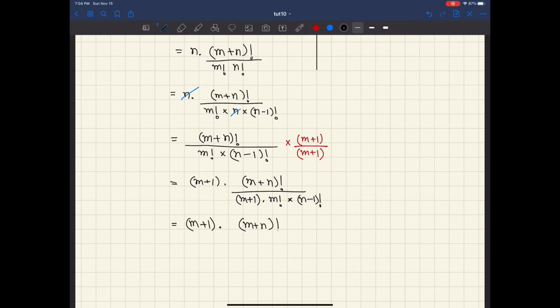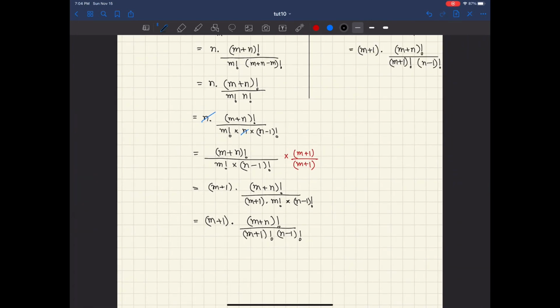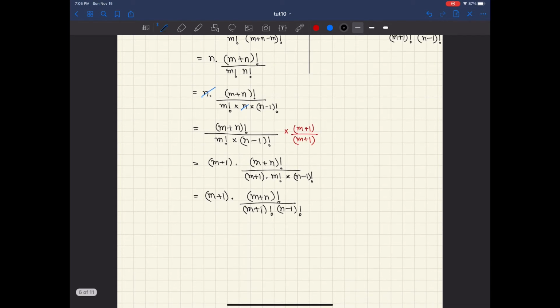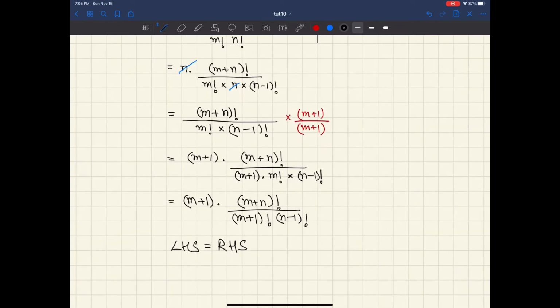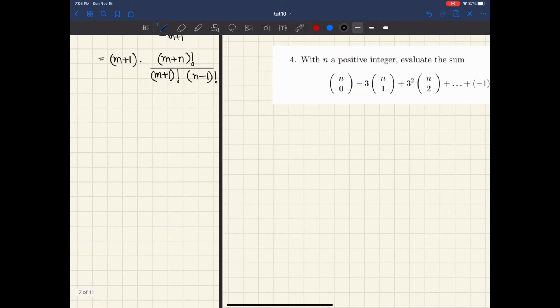So (m plus 1) times m factorial is (m plus 1) factorial, just like if you multiply 3 into 2 factorial, it's equal to 3 factorial. So with this, our left-hand side is equal to the right-hand side, hence proved.